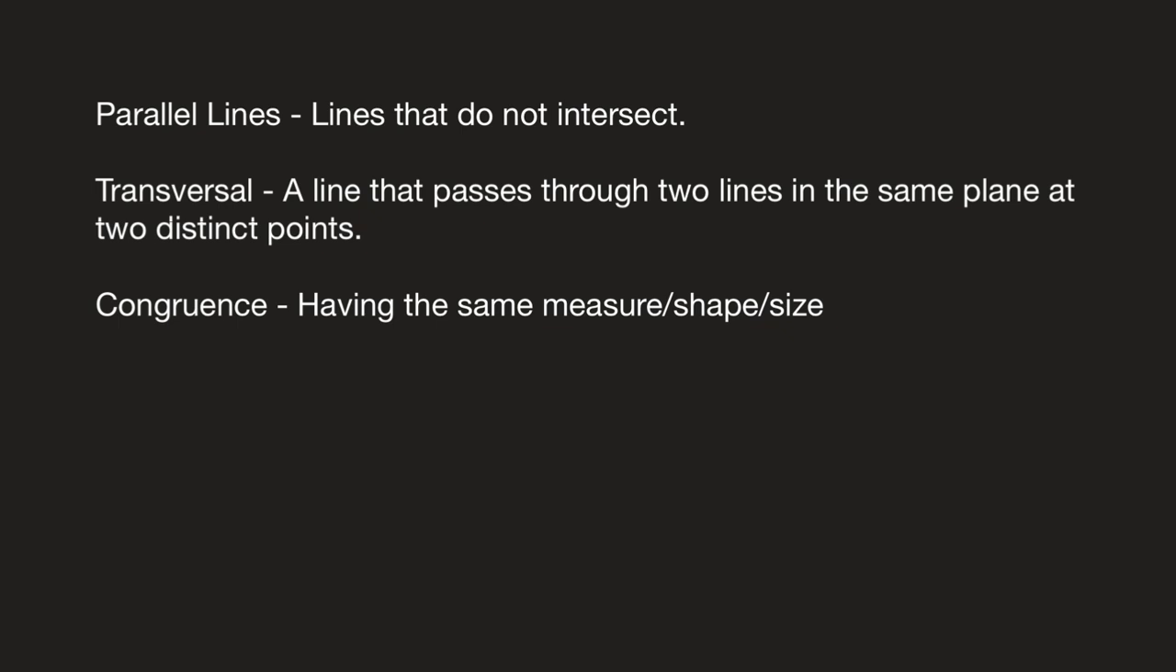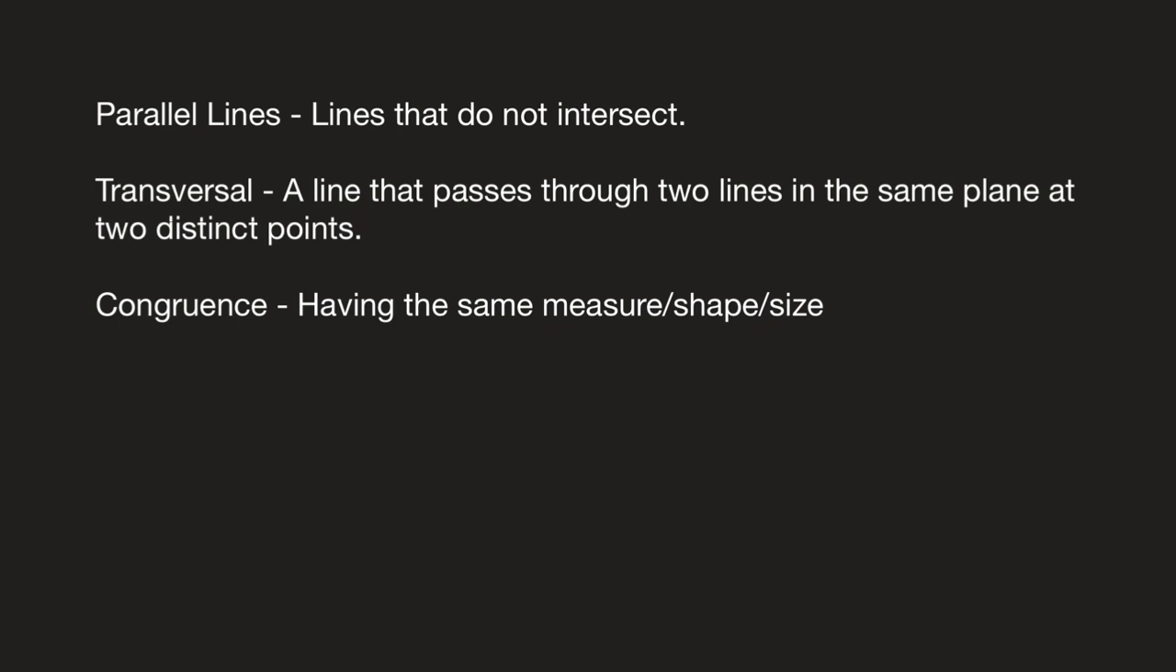A line that passes through two lines, and today it'll be parallel lines, in the same plane at two distinct points. Okay? And guys, because of this transversal that's going to run through these parallel lines, it's going to create a lot of angles. And that's primarily what we're going to be looking at today, the relationships of these angles and what those relationships are.